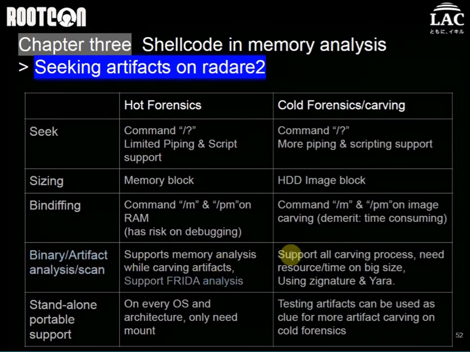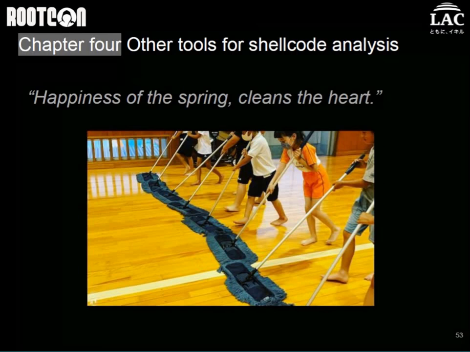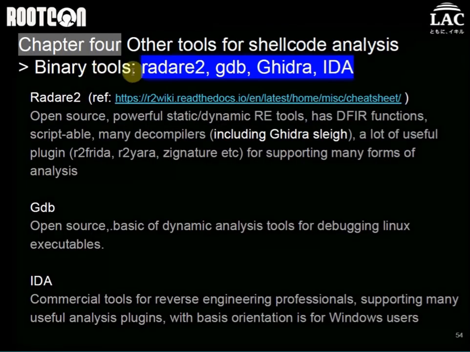Hot forensics supports memory analysis with carving artifacts, support for Frida analysis, and another kind of plugin, but cold forensics can have more resources, so it can use signatures and Yara, for example. And for standalone portable support, hot forensics probably depends on what you can mount, and for cold forensics testing, artifacts can be used for the clue, and others can mount anything that you can mount.